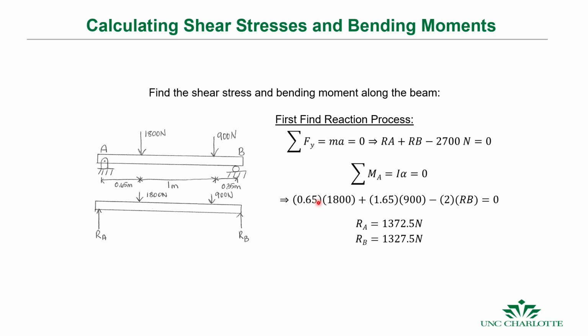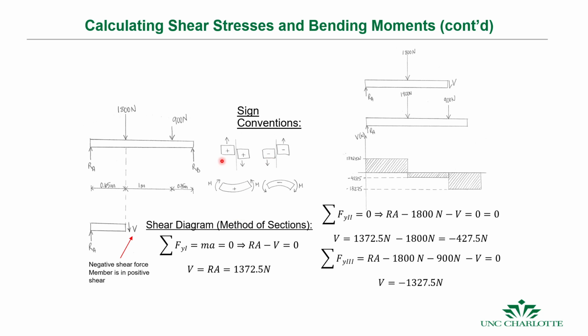Here we have this distance times this force, which gives us 1800 Newton meters times 0.65. We do that for the other load, and we do that for the reaction. And then we can solve for RB. Once we have RB, we can solve for RA up here, and then we know our reaction forces.